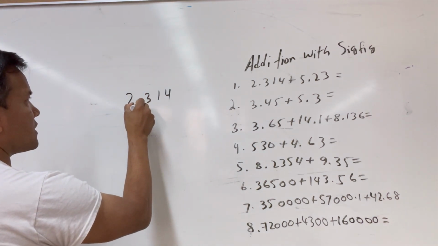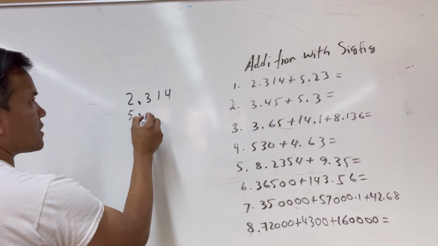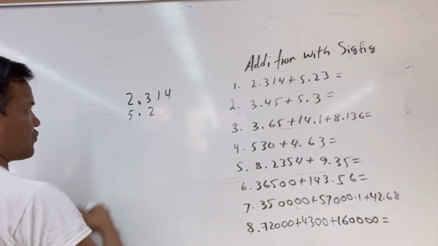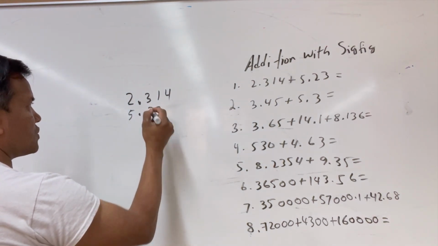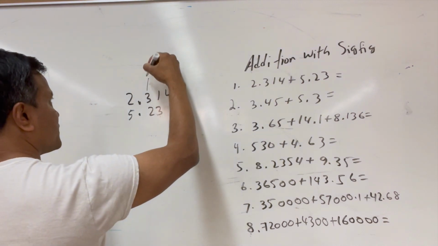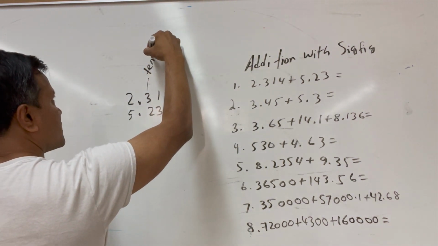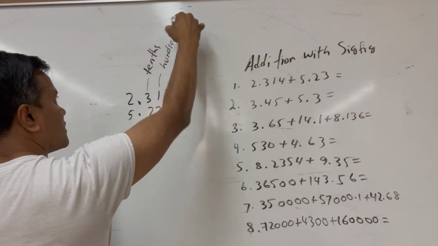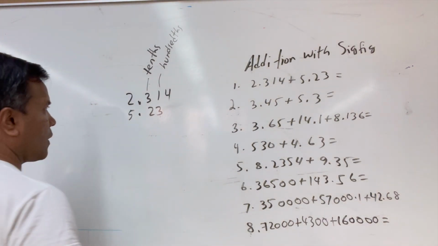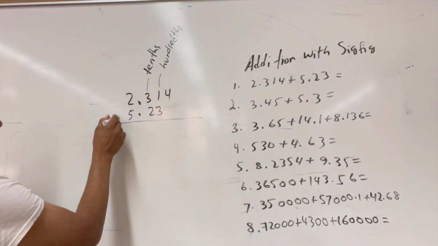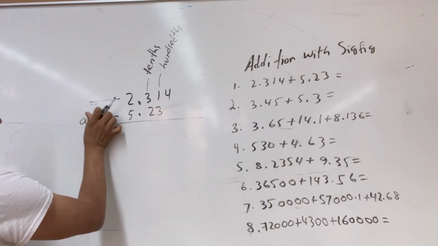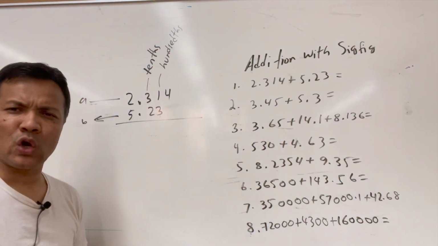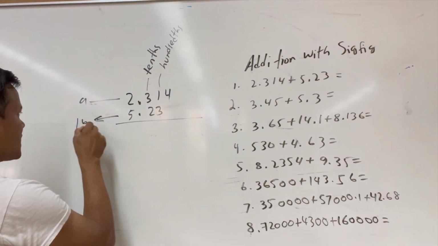2.314 and then 5.23. Make sure they are aligned. You cannot write 3 over here. So 3 belongs to the 100th place. So this is 10th, this is 100th, and this is thousands. So now I have quantity A and quantity B. Which quantity is less precise? Quantity B is less precise.